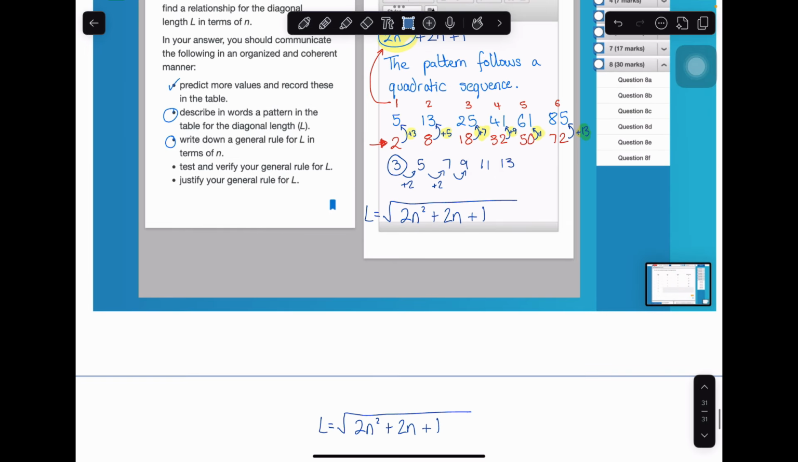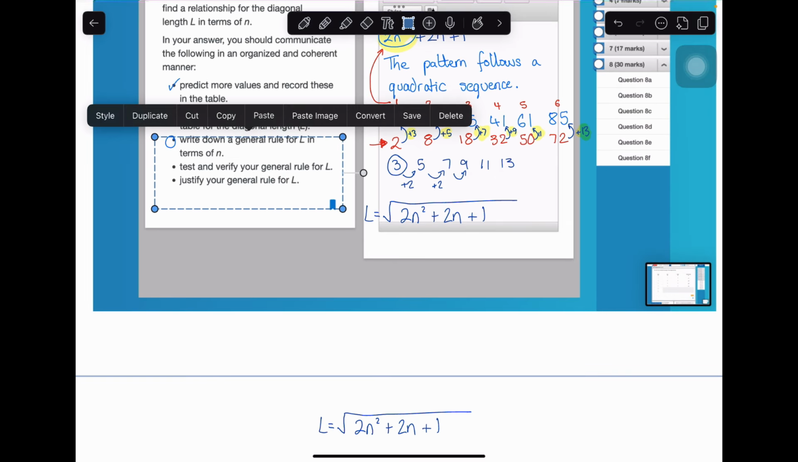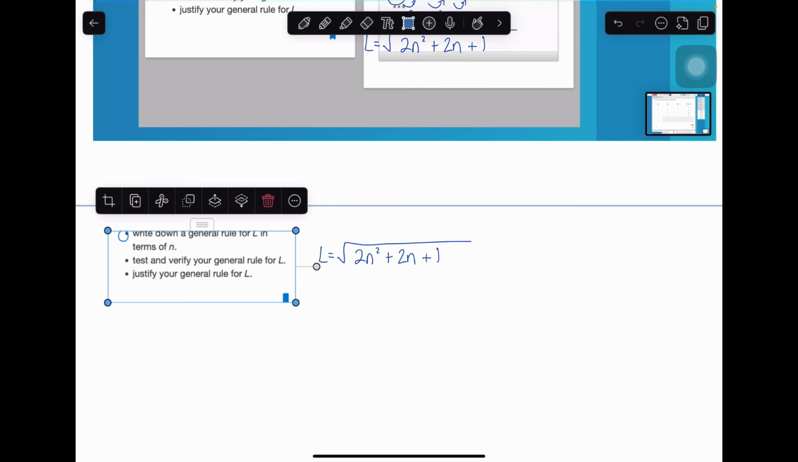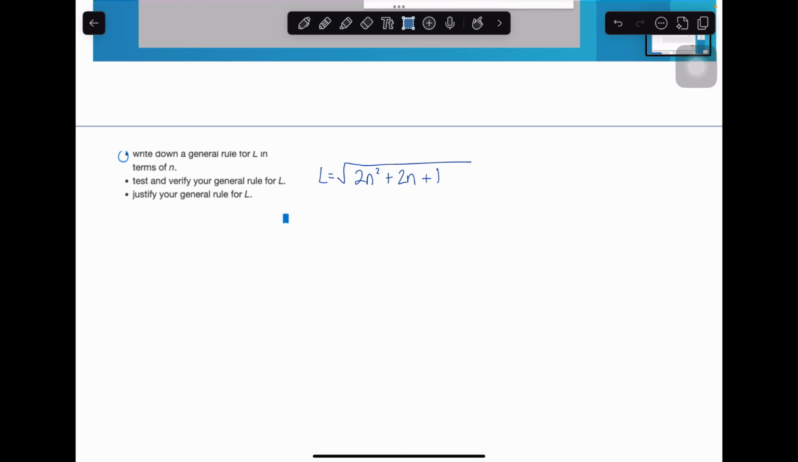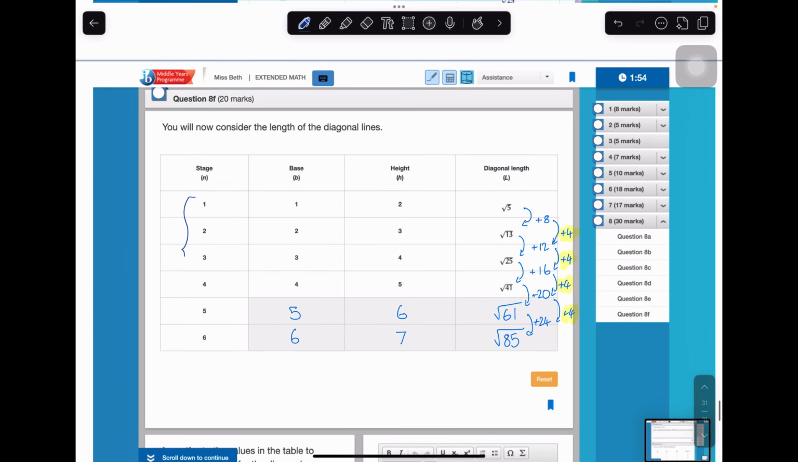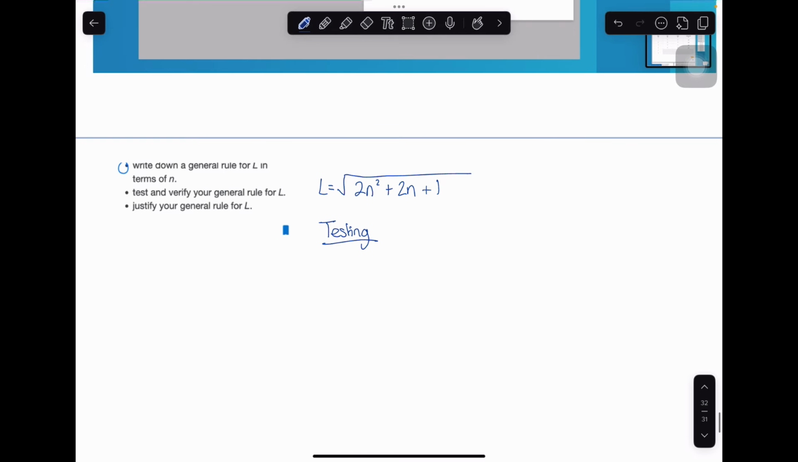Okay, so we've got our rule. Now we need to test and verify. For testing, you want to make really clear in your notation what you are doing. You need to use the values in the table that were given to you. Do not use your predicted values, just use the values given to you. If I go back to the table, that is anything from 1 to 4. So n has to be less than or equal to 4.